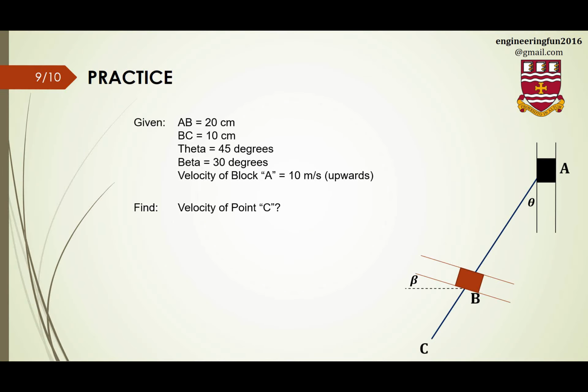Now I'm going to give you an example, and I'm going to ask you to find the velocity of point C, the same point, but in this question, this slider makes an angle with the horizontal axis, which is beta. And I'm going to ask you to find the velocity of point C when beta is 30 degrees.